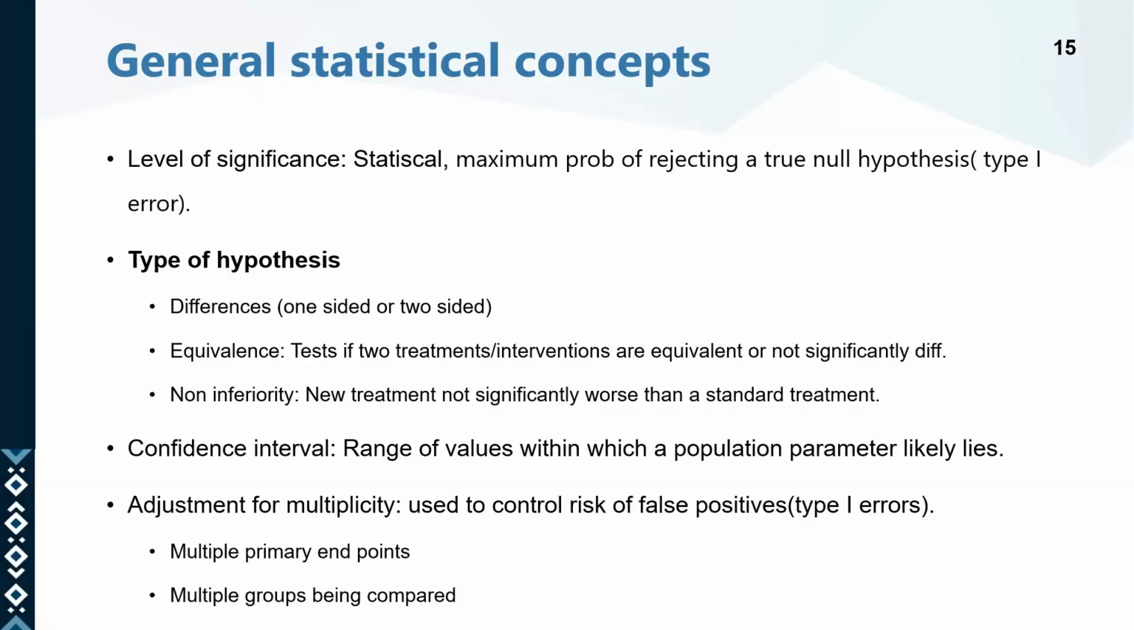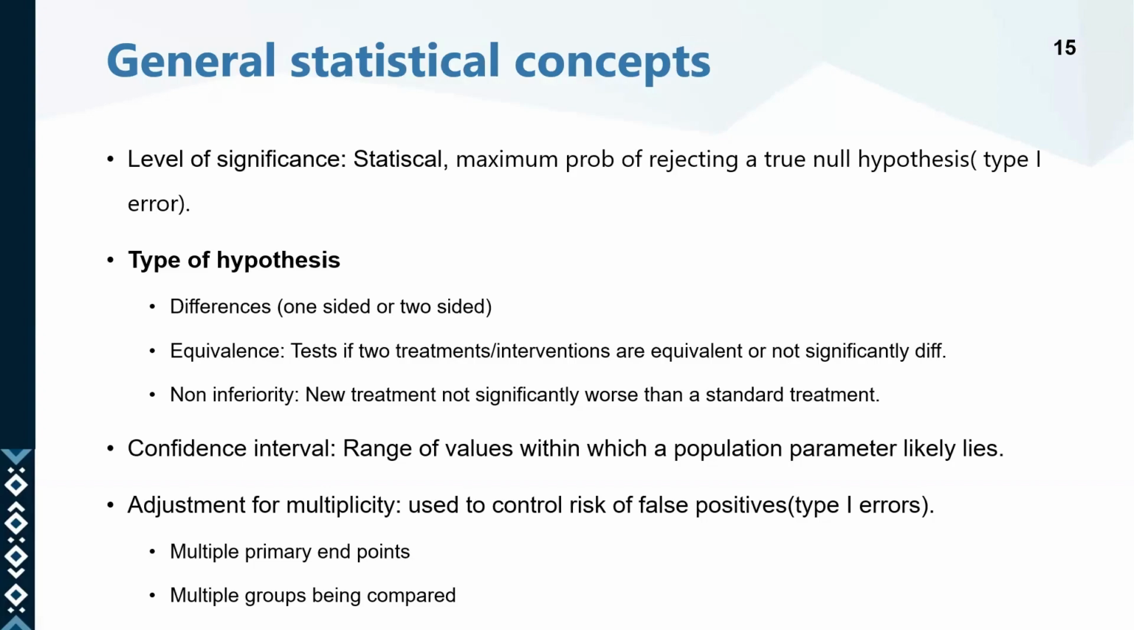Also, the type of hypothesis, like we said, can be one-sided, two-sided, where they are different. That means one is greater than the other, or one is less than the other. But you also have equivalence, where you have to determine if two interventions or treatments are equivalent, or maybe not significantly different. Also, you have the concept of non-inferiority, where you have to just prove that maybe a new treatment is not significantly worse than a standard or a known therapy.